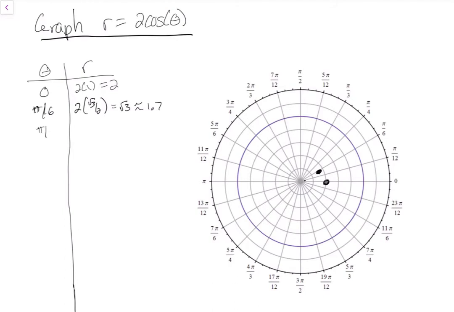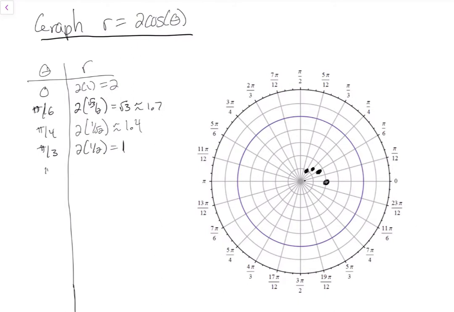So then I'm going to do pi over 4. Cosine of pi over 4 is 1 over root 2, and that's going to give me approximately 1.4. So 1.4 roughly there. And then let's see, pi over 3, so 60 degrees. Cosine of pi over 3 is 1/2, so I get 1. So moving along pi over 3, I get a radial value of 1, which is roughly about there.